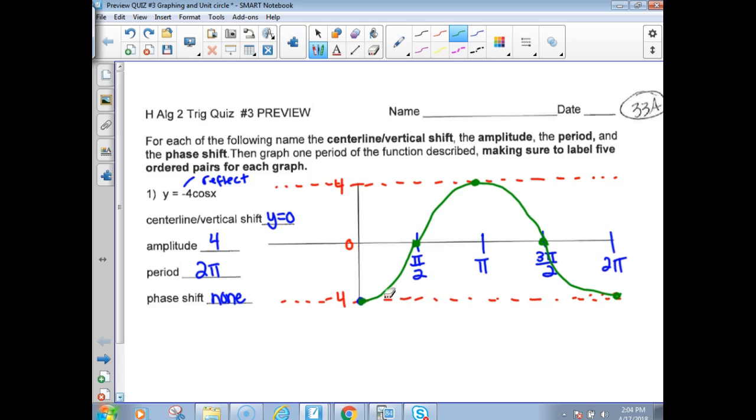Mine's not perfect either. All right, you need to label your 5 key points. This is at 0, -4. The second one's at pi over 2, 0. The third one's at pi, 4. Oh, I don't know why I made a slash between those. Pi, comma, 4. Made my comma too big. 3 pi over 2, 0, and then 2 pi, -4.